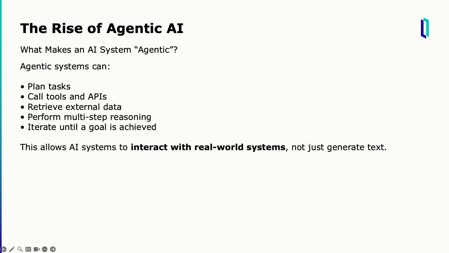Agentic AI changes the role of the model. Instead of being the entire application, the model becomes the reasoning engine inside a larger system. It can help plan, choose tools, retrieve external data, inspect results, and continue until it reaches a goal. That shift matters because healthcare work is rarely a one-step text problem. It is usually a sequence of retrieval, interpretation, validation, and sometimes action.